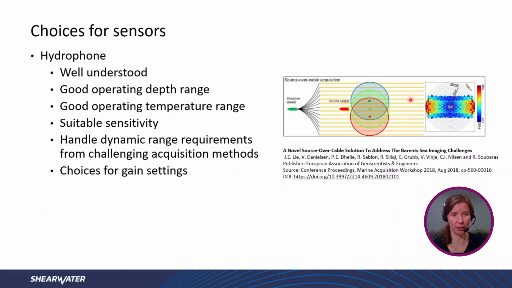For instance, here I show a snapshot of an acquisition method from Lee et al. that they showed in the Marine Acquisition Workshop in 2018, where the sources are put on top of the spread, and with that you reach some very near offsets, and possibly those near offsets receive some very high amplitudes. And in order to mitigate that you may exceed your dynamic range, you may want to consider choices for gain settings.